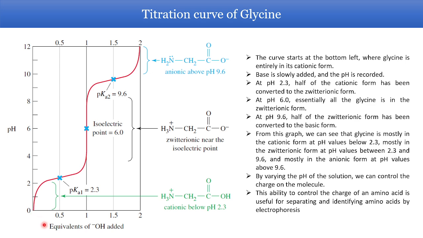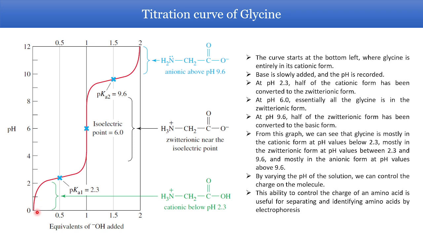So there is a pH of, say, probably 0. The base, like NaOH, is slowly added drop by drop, and the pH is recorded. At pH 2.3, half of the cationic form has been converted to the zwitterionic form. So at this particular pH, half of them are in zwitterionic form and half of them are in cationic form. At pH 6, all the glycine molecules are in the zwitterionic form.